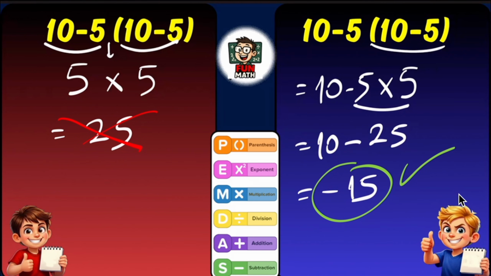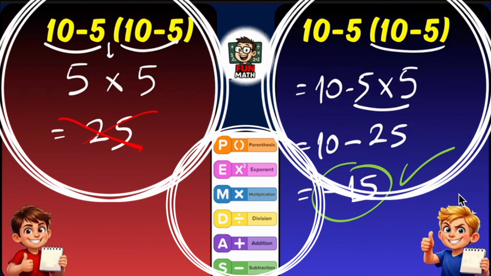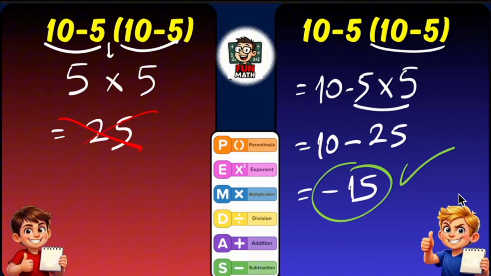Great job! Today we learned the wrong answer and the correct answer and the rule behind it. I hope it makes sense now.